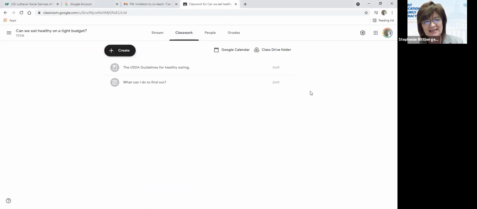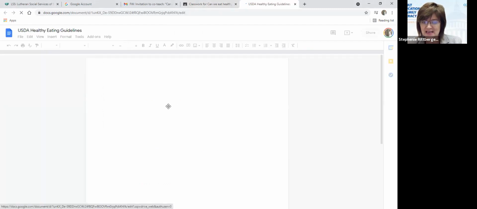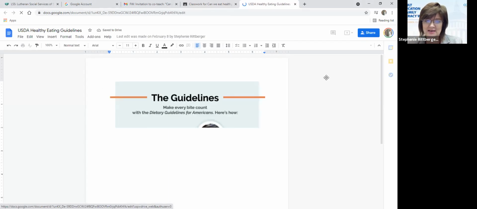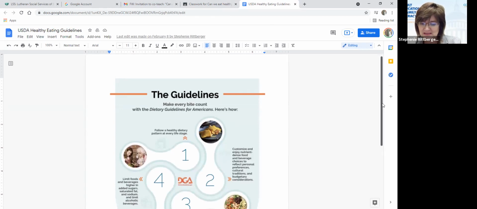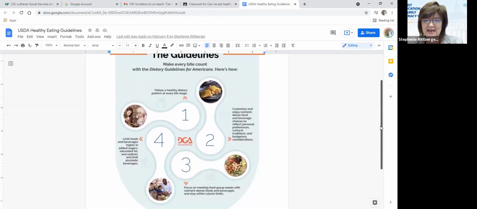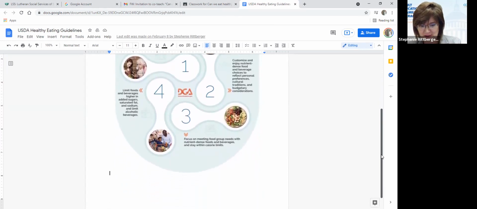All right, so there's a USDA guideline for eating healthy. And if you open that, what you're going to notice is there is a lot of things that are different than the old food pyramid. And so it was kind of a beautiful way to see a representation. And the thing that I really appreciated about this particular graphic was that it talks about reflecting on personal preferences, cultural traditions, and budgetary considerations right in the graphic. And so it was a nice little starting place.